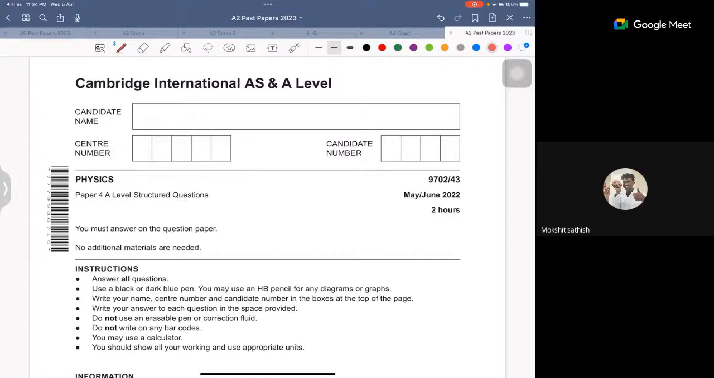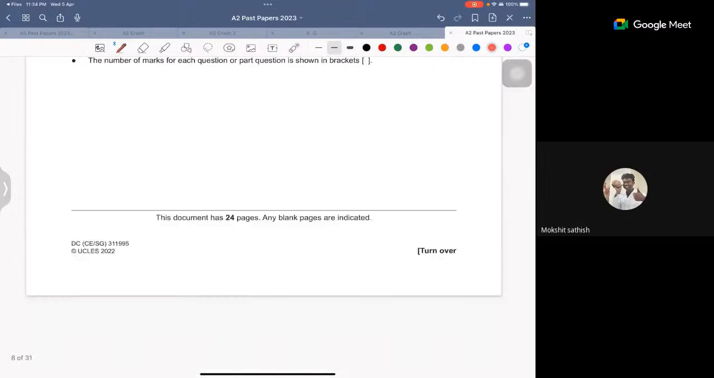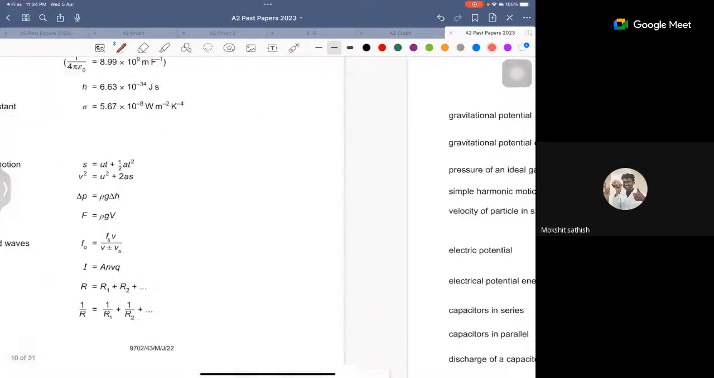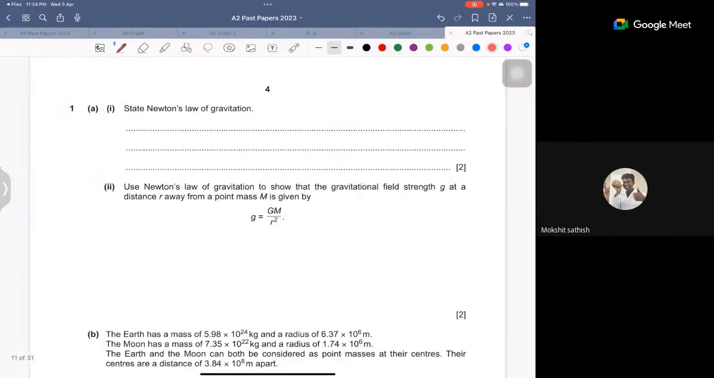Anyway, so let's begin. I just need to check quickly what's happening everywhere. Okay. So going on to the part. The first thing that we're going to look at is Newton's law of gravitation.